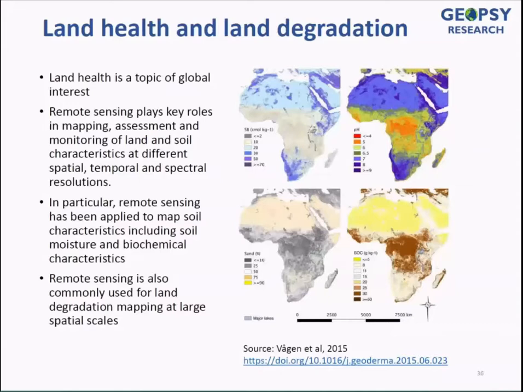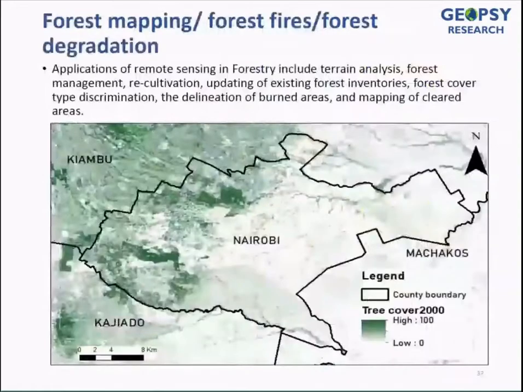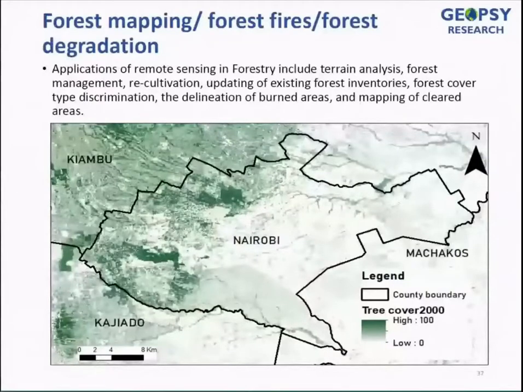Then forest mapping, or when we want to understand forest fires or forest degradation. In this particular work, which we are currently carrying out, we want to understand the changes in urban forests in the city of Nairobi. Again, from remote sensing, we can pick up tree cover characteristics, and from these tree cover characteristics, we understand the changes both in geography and in time, and what is driving forest cover change.